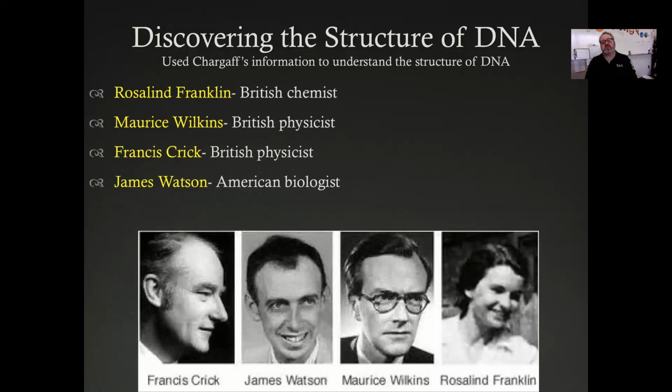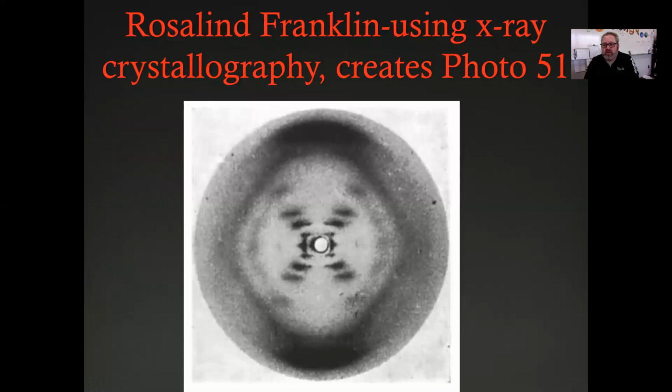So they used Chargaff's information, and I should back up a second. Rosalind Franklin, Maurice Wilkins, Francis Crick, and James Watson were the scientists working really hard to try and figure out the structure of DNA. Now they were doing different stuff, but probably one of the more helpful things was that Rosalind Franklin was using a process called X-ray crystallography, where basically she was taking X-ray images of DNA molecules, and she came up with what we call the famous Photo 51. We'll talk about Photo 51 in a little bit here.